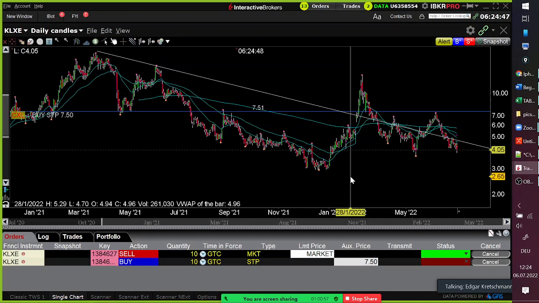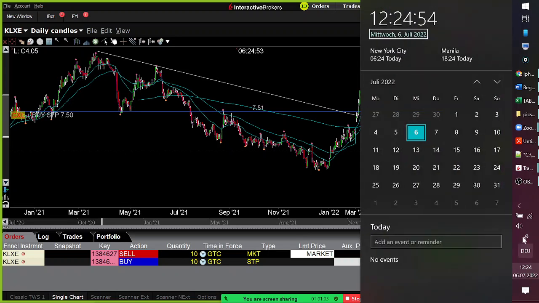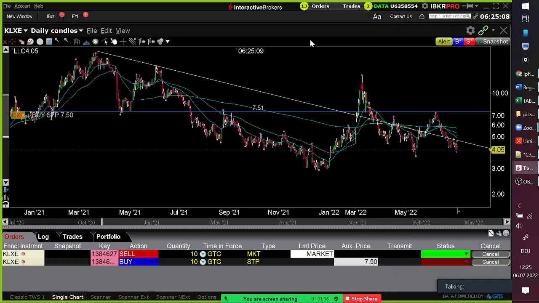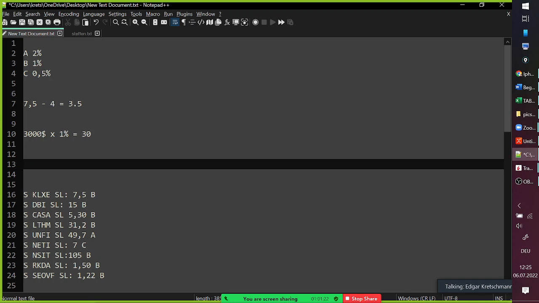Anyways, I'm selling it, and this order will be filled at the New York stock market when it opens. That will be at 3:30, because right now, as you can see, it's 6 o'clock and the market opens in 3 hours. Alright, this is one trade. Let's look at the next one.